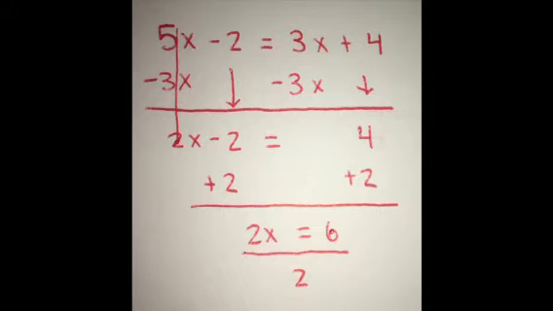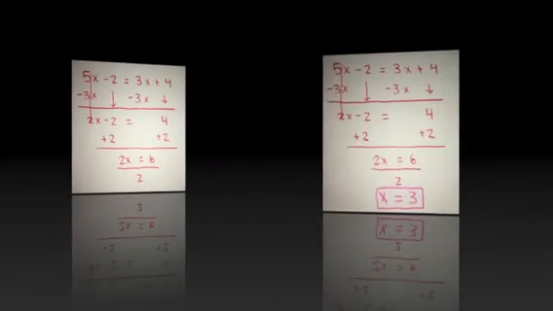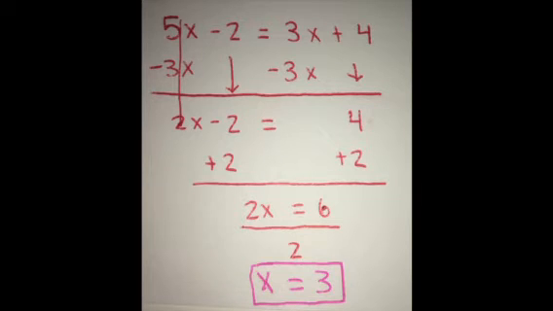Now this problem's a little bit bigger, but it's still as simple. So you're going to take the smallest number on the right and subtract it from the largest number. So you're going to subtract 3x on both sides. So 5x minus 3x is going to give you 2x. Then you're going to bring the negative 2 and the 4 down. So you get 2x minus 2 equals 4. Then you're going to add 2 to both sides, and you're left with 2x equals 6. Then you're going to divide that by 2. The answer you should get is 3.